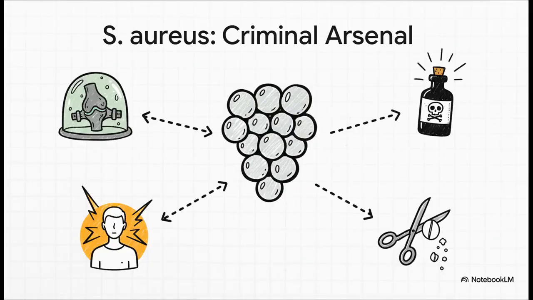So the really crucial part is understanding how it pulls off these crimes. This is its arsenal, its virulence factors. It can create this slimy shield called a biofilm to stick to things like artificial joints. It can pump out powerful toxins that cause nasty food poisoning or even toxic shock. And it can even produce enzymes that literally chop up our antibiotics.